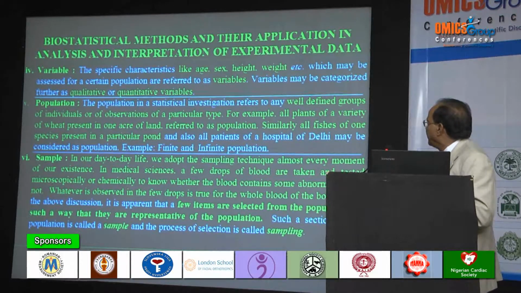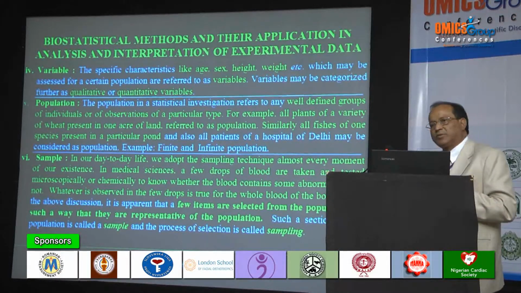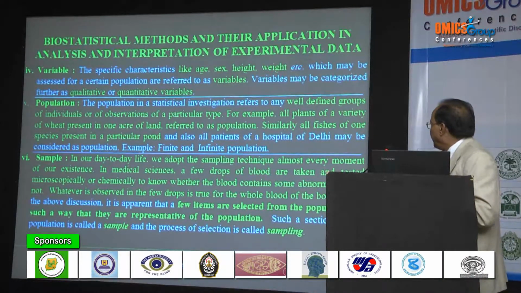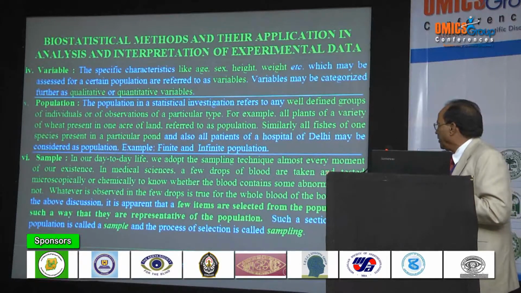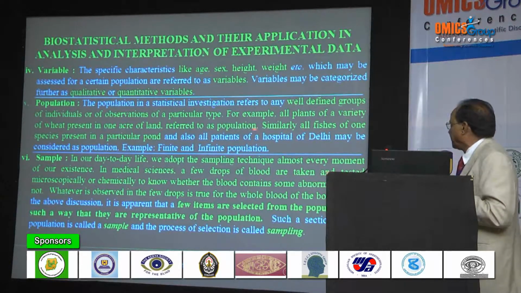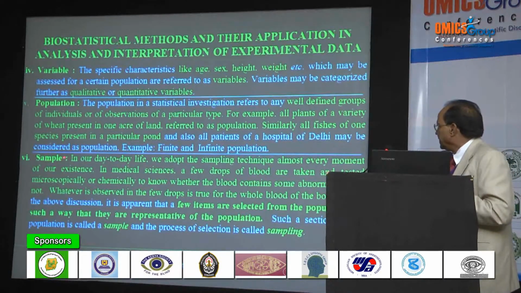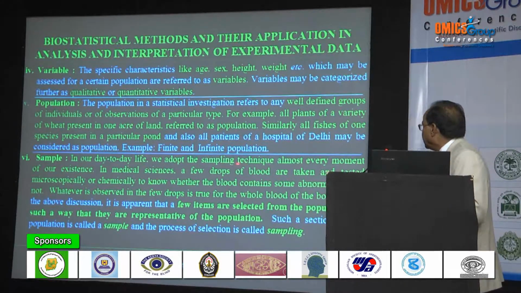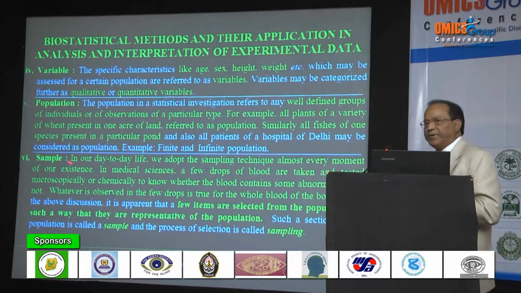The next part is the variable. They may be categorized as quantitative variables or qualitative variables. Most of them were presenting about these quantitative variables. Population: when we talk about the population, all plants of a variety of wheat present in 1 acre of land are referred to as the population. Similarly, you can talk about the fishes in a pond, or the patients of a hospital. Sample: in our day-to-day life, we are talking about sampling techniques almost every moment of our existence.